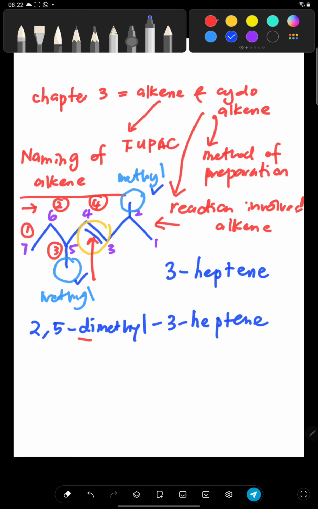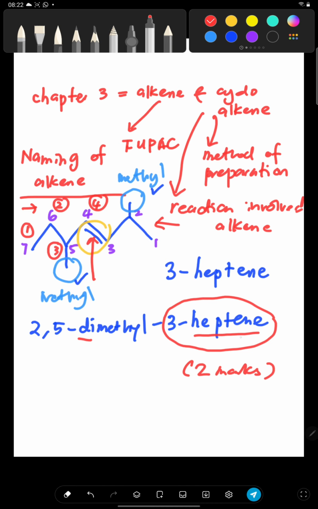Normally a question like this contributes 2 marks. If you put the wrong name for the functional group, for instance instead of heptene you put heptane or heptyne, the functional group is wrong. So I will deduct 1 from 2, because this is a major mistake. If the location is wrong, for example you put 4, or another location is wrong, I will deduct half a mark each. So please be careful when you name the functional group, the organic class. Okay, this is how you give the name for a structure.